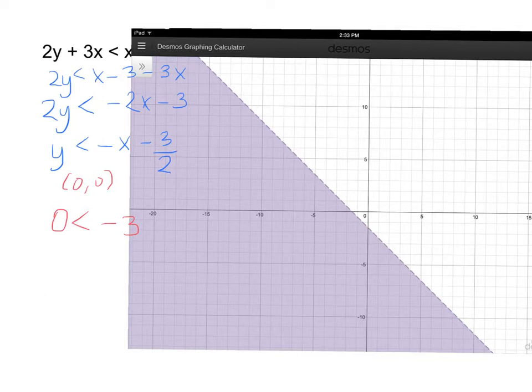Let's see. So if I were to ask, what are some ordered pairs that satisfy that inequality? Could you come up with one? What would one of them be? So an ordered pair that satisfies that inequality.